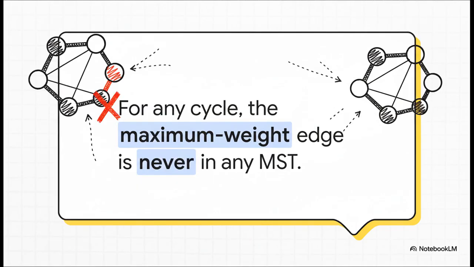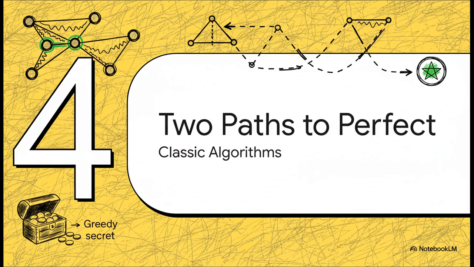Guaranteed. And of course, there's a flip side to this, the cycle property. If you ever find a loop or a cycle in your network, take a look at all the connections that make up that loop. Well, take a look at the single most expensive connection in that loop. I can guarantee you that edge will never be in any minimum spanning tree. Why? Because it's the most expensive redundant link. You can always get rid of it, save some money, and everything stays connected. So, armed with this awesome greedy secret, computer scientists came up with 2 really famous algorithms to find the MST.